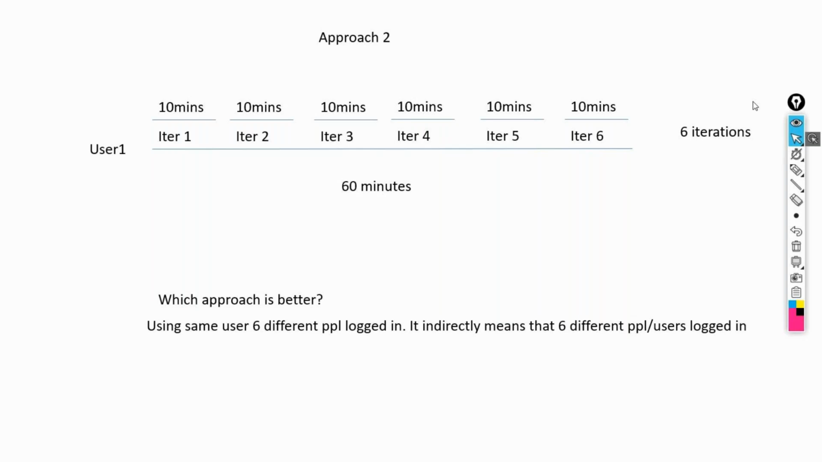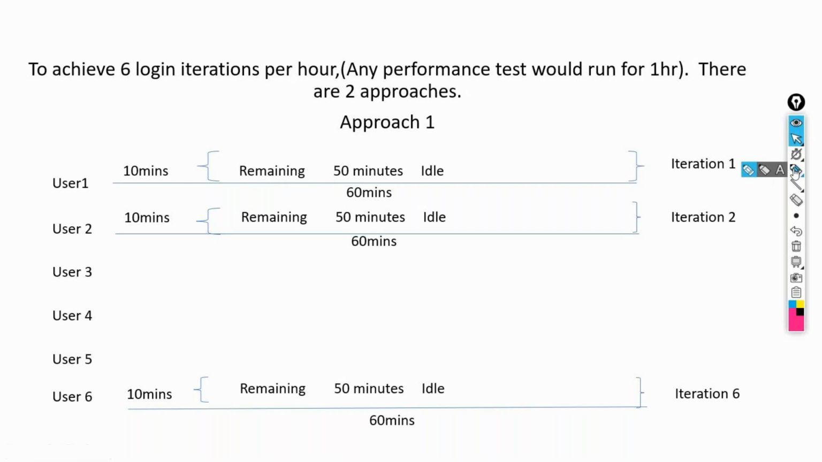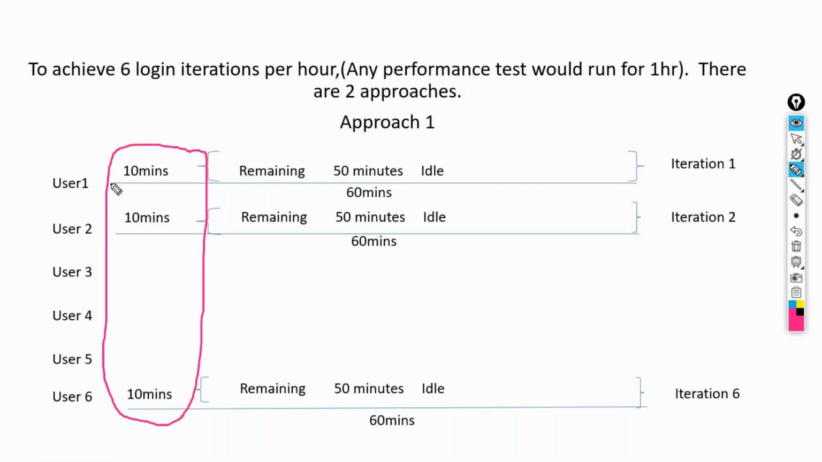So here the problem in the first approach is all users completed their iteration in the first 10 minutes itself. If this user completed in the first 10 minutes, and these two users were targeted for the second 10 minutes, or these two for the third 10 minutes, something like that, that is a little bit better pacing. I mean, a better way of executing than this approach.